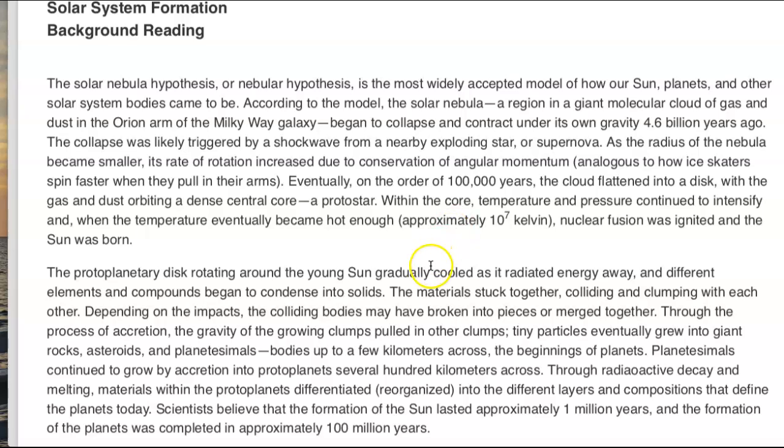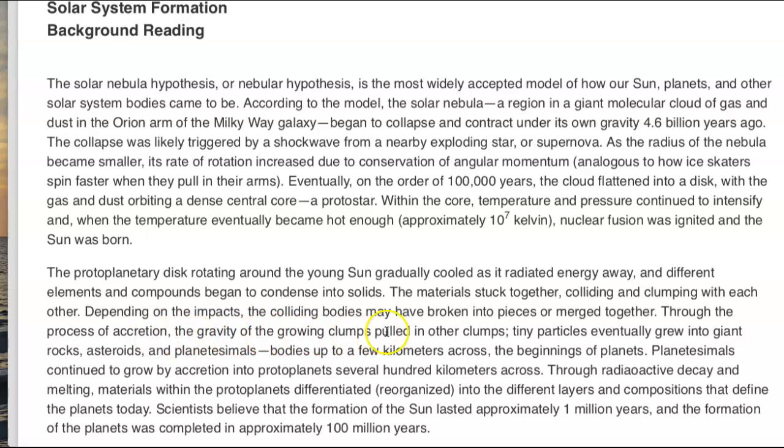The protoplanetary disk rotating around the young sun gradually cooled as it radiated energy away, and different elements and compounds began to condense into solids. The materials stuck together, colliding and clumping with each other. Depending on the impacts, the colliding bodies may have broken into pieces or merged together. Through the process of accretion, which is the buildup by adding layers. That's a word I thought maybe I should point out. It's like you just keep adding layers of something to get bigger.